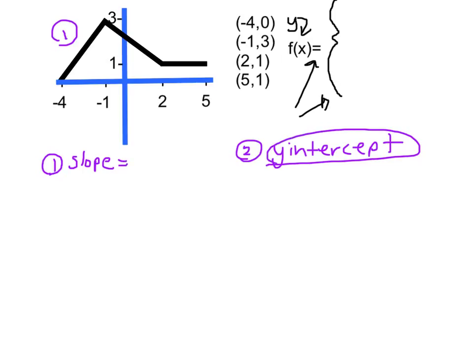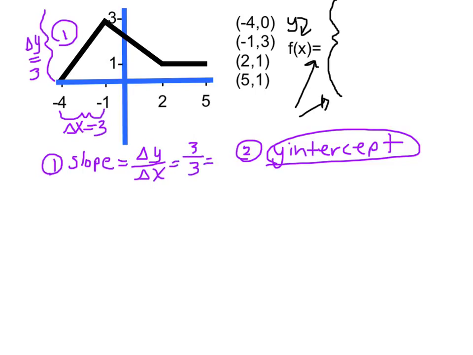The slope, again, is our change in y over our change in x. If we look at our change in y, we're going from 0 to a positive 3, so the change in y is equal to 3. And on our change in x, we're going from -4 to -1, so our change in x is also 3. So we have 3 over 3, and our slope is 1. We always give you one easy equation, and then the second one will be a little bit harder.